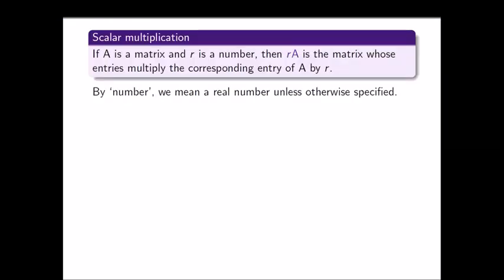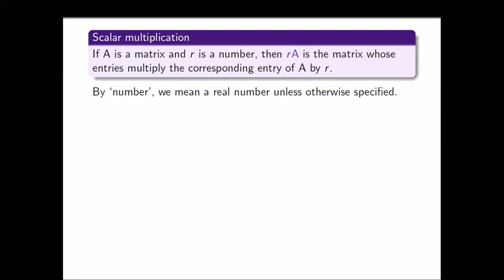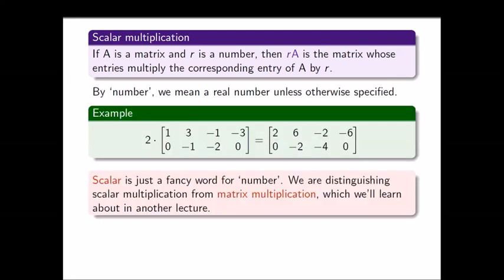Another operation I want to talk about is scalar multiplication. If A is a matrix and R is a number, then R times A is the matrix where you multiply each entry of A by R. For example, if you have this 2 by 4 matrix and you multiply it with the scalar 2, then you're essentially multiplying every single entry on the inside by 2.